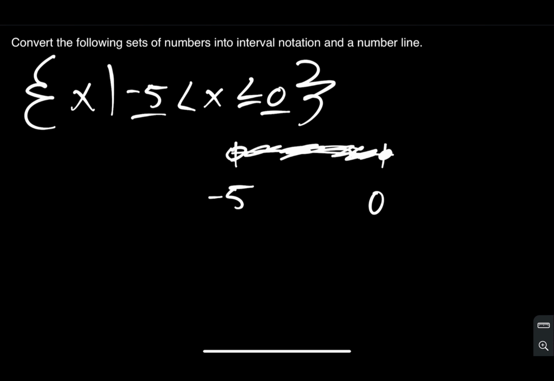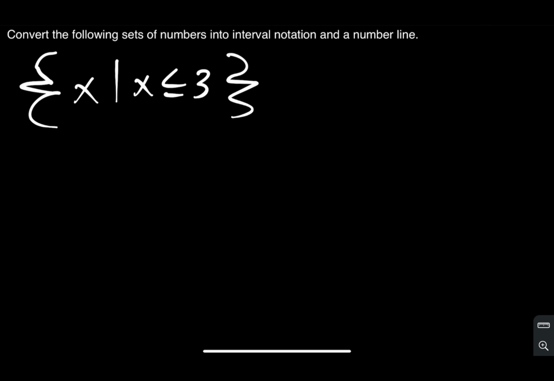So all we have to do is draw an interval notation now. So we have negative 5 and 0. Negative 5 has a hollow point, so we use parentheses there. And 0 has a shaded in point, so we use a bracket there. And that's your answer.